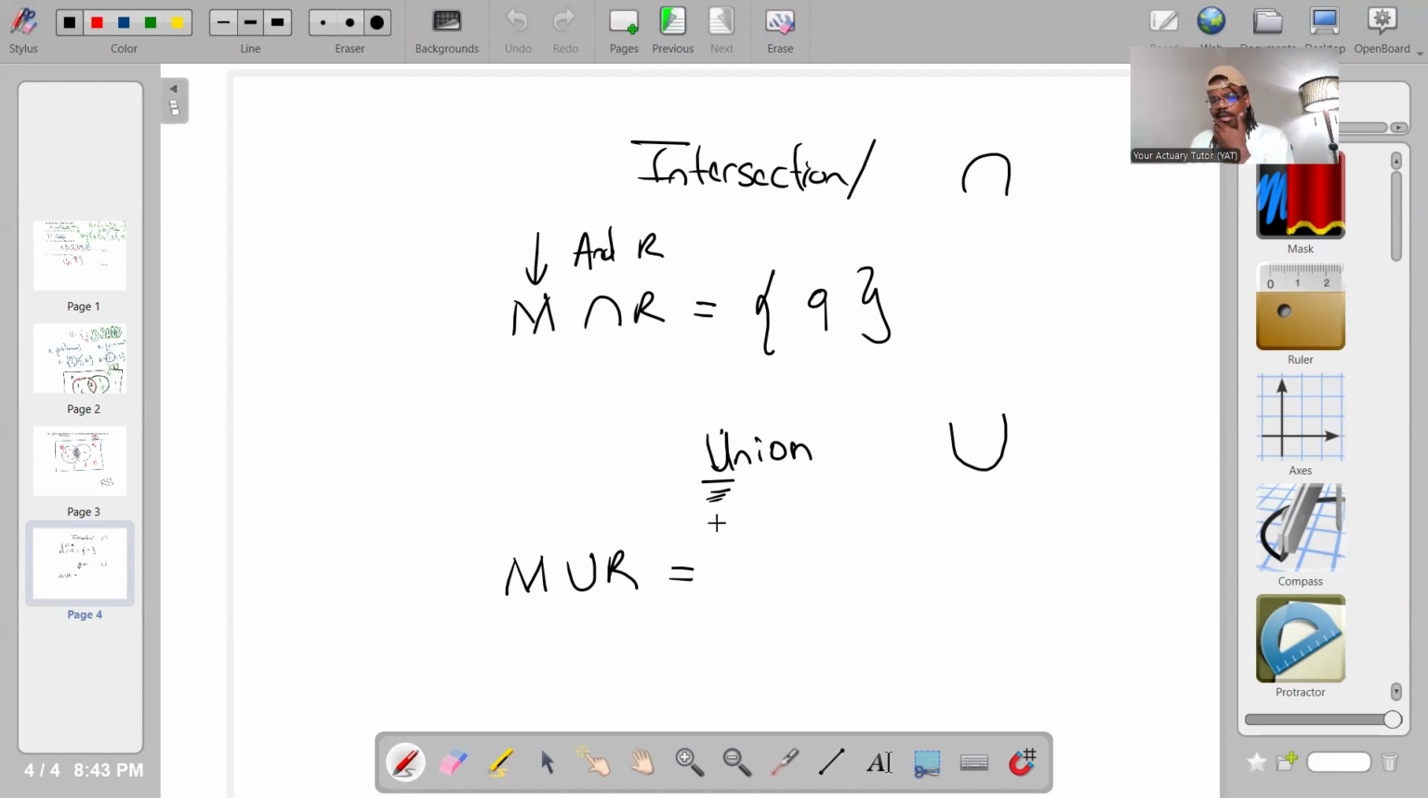Now, union does something different. It's like saying, give me all of the elements that are in M, or you might find them in R. So there's no rigidness here. Once you're in M, you're good. Once you're in R, you're good. If you're in both of them, you're still good. So it's very inclusive.